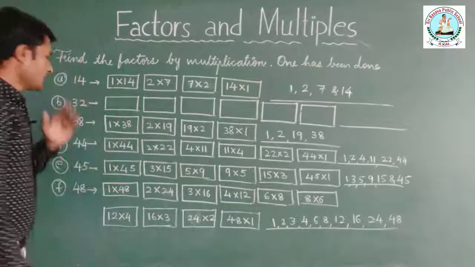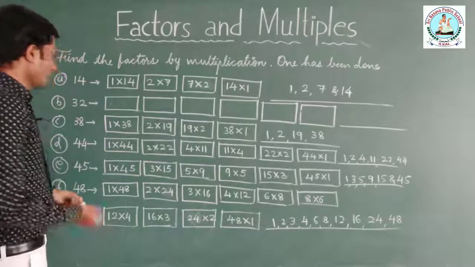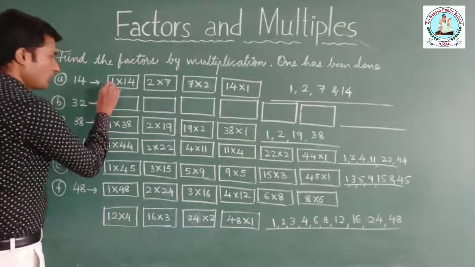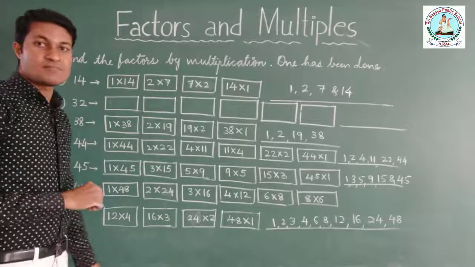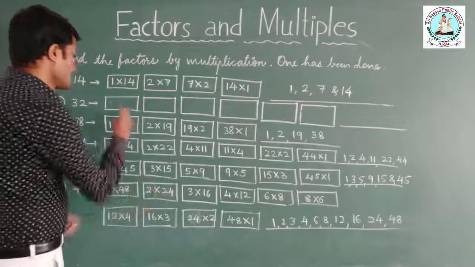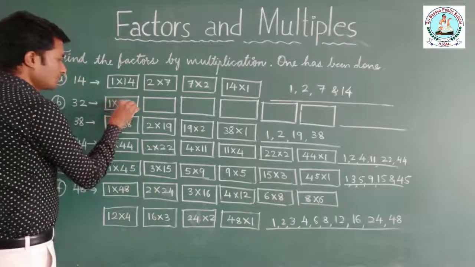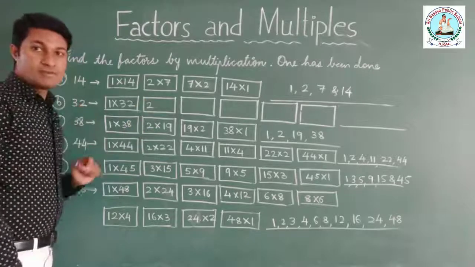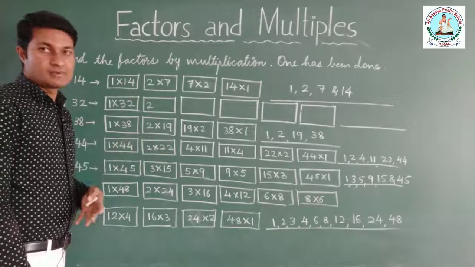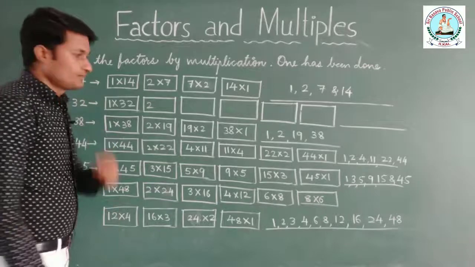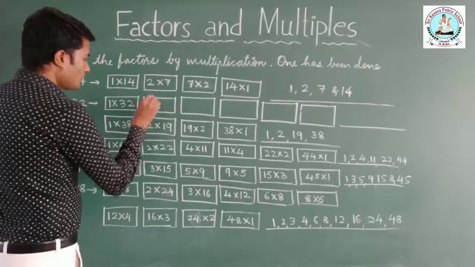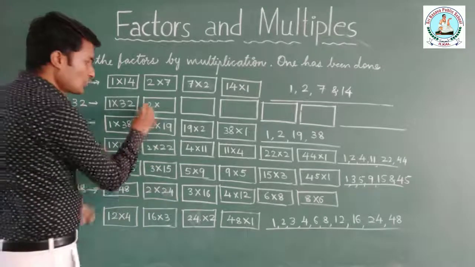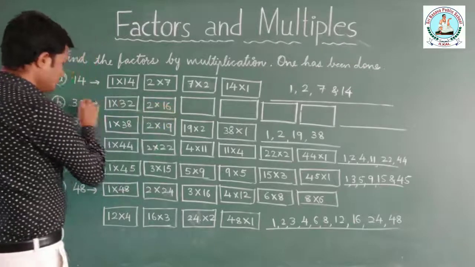Second number, that is 32. So how do you express 32? Very simple, always begin with 1 because 1 is a factor of all numbers. So 1 times 32, and after 1 what should come? 2. First of all, 32 is an even number, so any even number is easily divisible by 2. So take 2 here. 2 times what is 32? So 2 times 16 is 32.